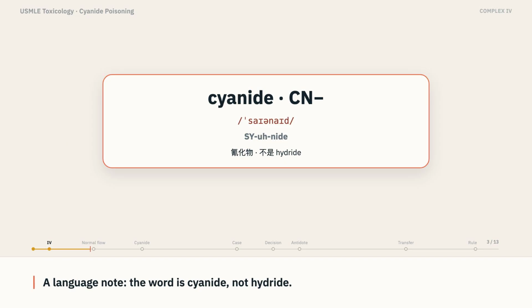A language note: the word is cyanide, not hydride. Different word, different chemistry, different question. In Chinese, cyanide poisoning is Qinghua Wu Zhongdu, not Qinghua Wu Zhongdu.